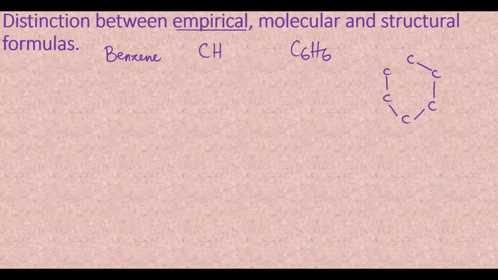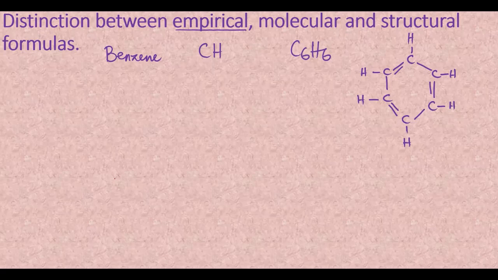Let's talk about the difference between the empirical, molecular, and structural formulas. The empirical formula from topic 1, we know that it is the simplest whole number ratio. So the empirical formula for benzene, which is having the molecular formula C6H6, the simplest whole number ratio is CH, while the structural formula is showing the details of all the carbon atoms and the shape of the molecule with all the possible bonds, including hydrogen and carbon atoms.